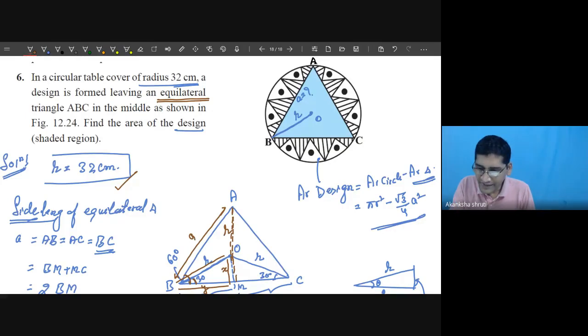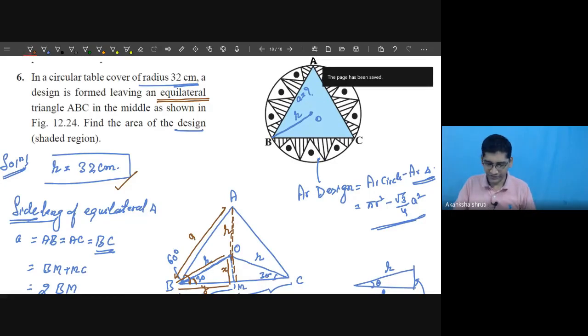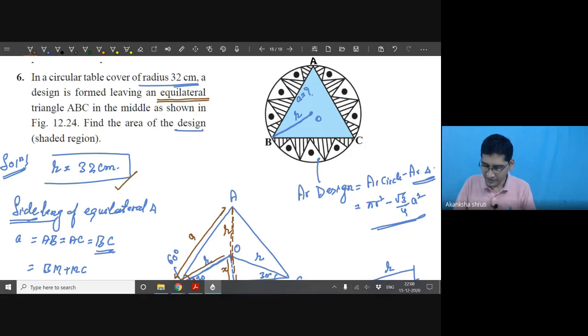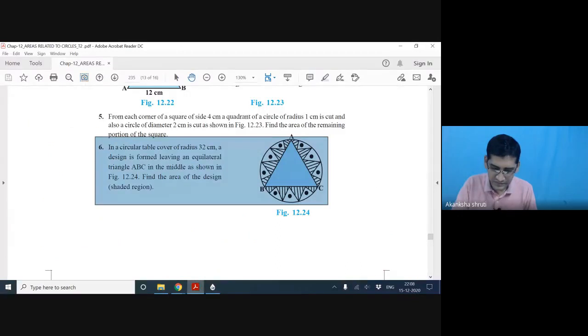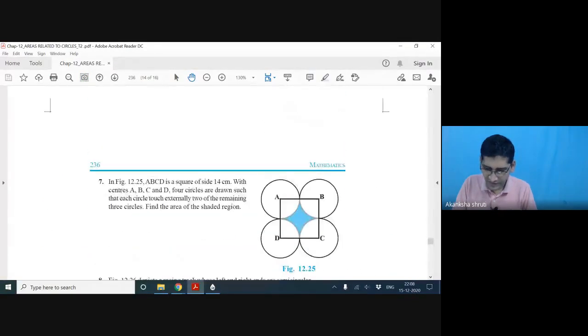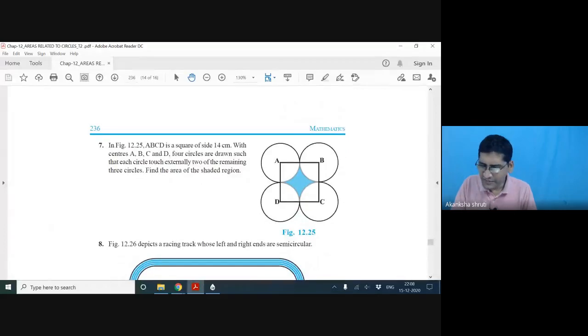So the questions are very easy, students. You have to just apply your mind a little bit. You can get it. Let me go for the next question. Students, question number 7. Very easy. Or any doubt? Required area is equals to area of a square minus 4 times 1/4 of area of circle.